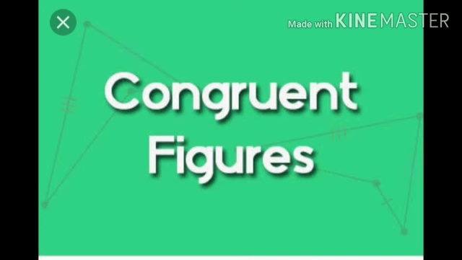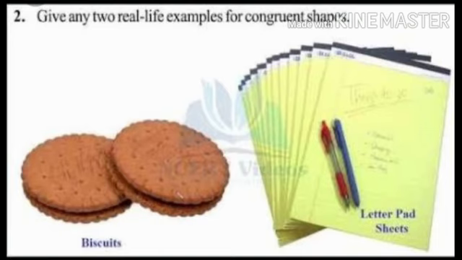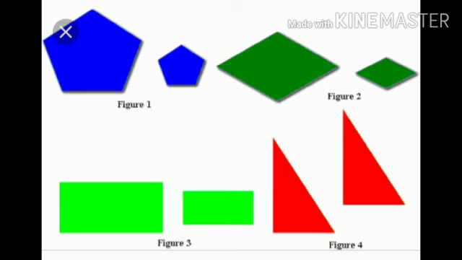Okay, here we are going to discuss about congruent figures. Let's see some pictures. In this picture, there are two biscuits and some letter pad sheets. What is the specialty there? Biscuits and letter pad sheets. Okay, both of these have same size and same shape, isn't it?